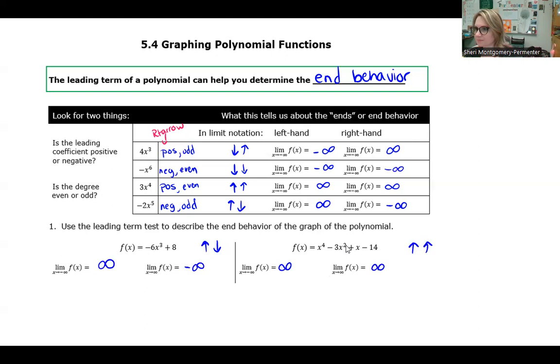What did you mess up on, Adeline? Oh, over here? Okay. So the very first term is a positive 1, so we have to have our right arrow positive. Yeah, that first term is powerful. The first term tells you a lot about a graph. Any questions on the limits, which are just end behavior?